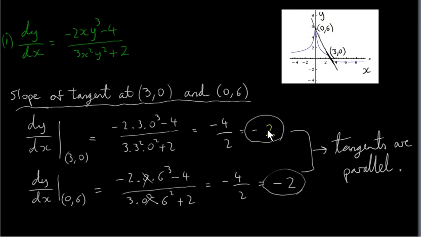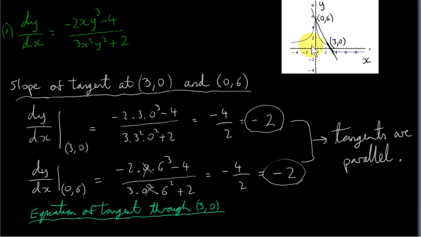So how do we prove that the two tangents are the same? They have the same slope. Remember now, we won't have a graph to help us. So what we could do is get the equation of one of these tangents. I will get the equation of the tangent that's passing through the point 3, 0. We have the point and we have the slope. We have enough information to get its equation.